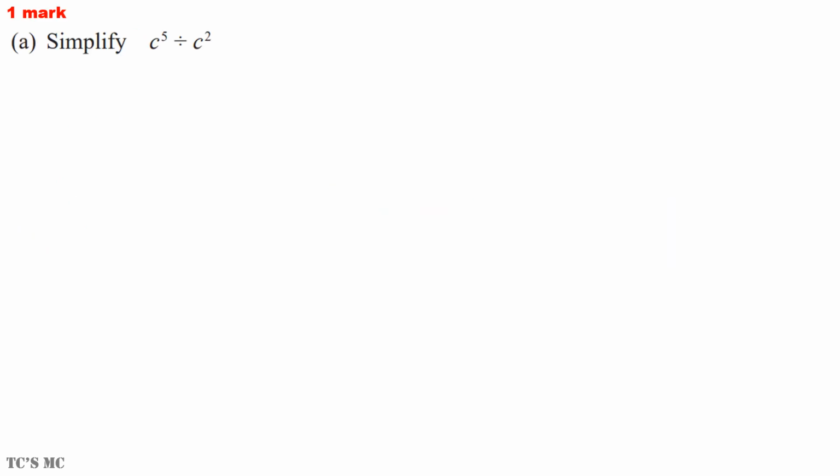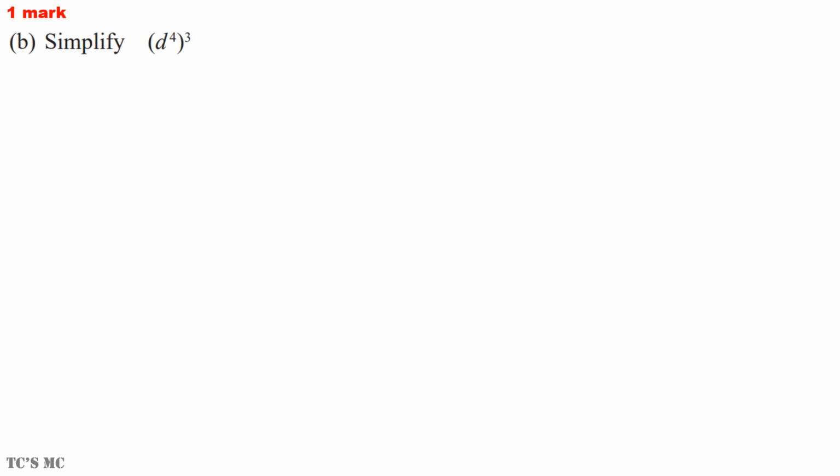Simplify c to the power of 5 divided by c squared. When the base is the same and we are dividing, we need to subtract the powers. So we need to do 5 subtract 2, which is 3. That means the answer is c to the power of 3. And that is all we need to write for 1 mark.